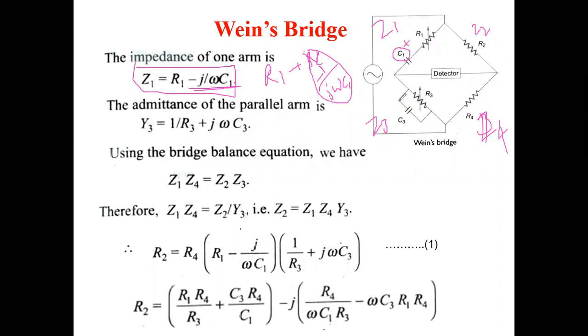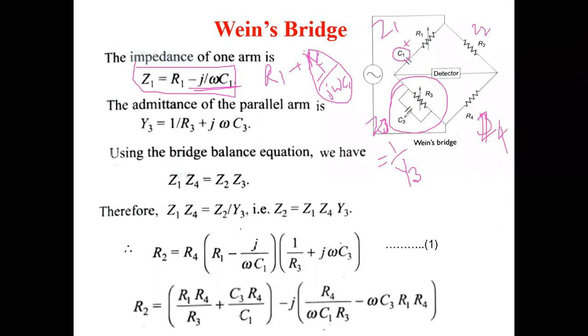In a similar manner, in arm Z3 there is a parallel combination of R and C. So instead of taking impedance, we can take admittance, such that it can be calculated easily. So Z3 is equal to 1 by Y3.